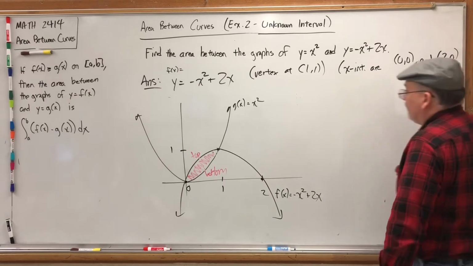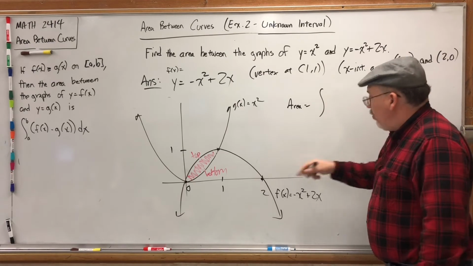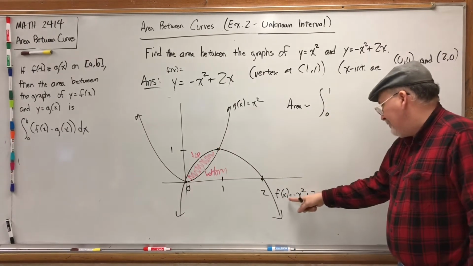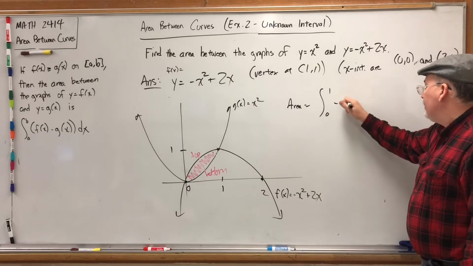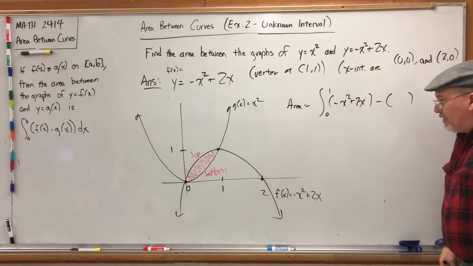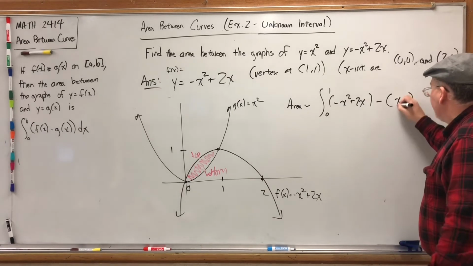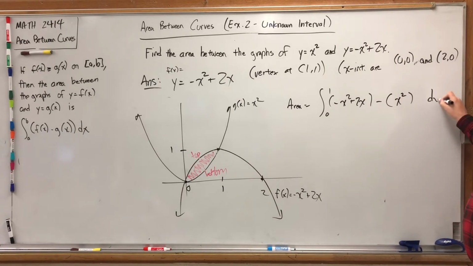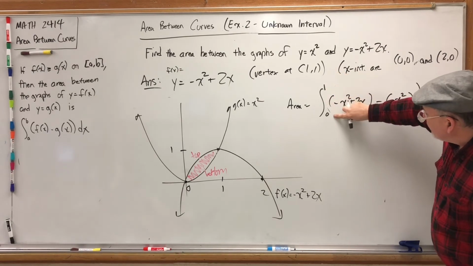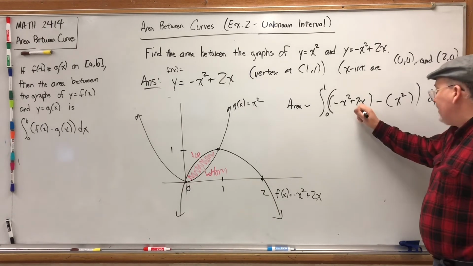It will be, to find that area, the integral from 0 to 1 of the top. And the function for the top is negative x squared plus 2x, minus the bottom, and the equation for the bottom one is g of x equals x squared, dx. Didn't really need those parentheses. I like putting parentheses around the entire integrand when it's more than one term. It's nitpicky, but it's what I do.